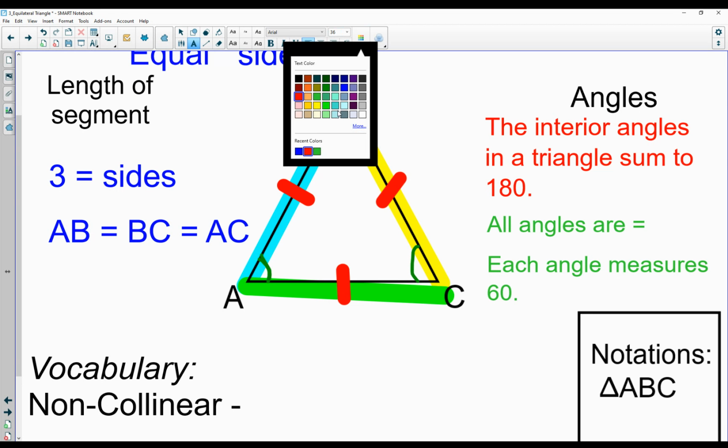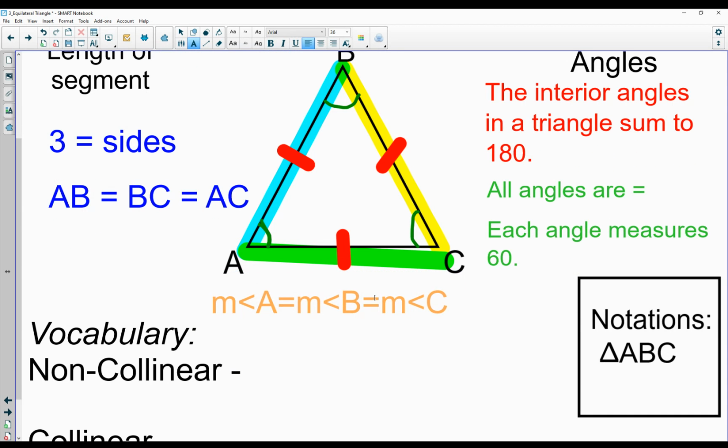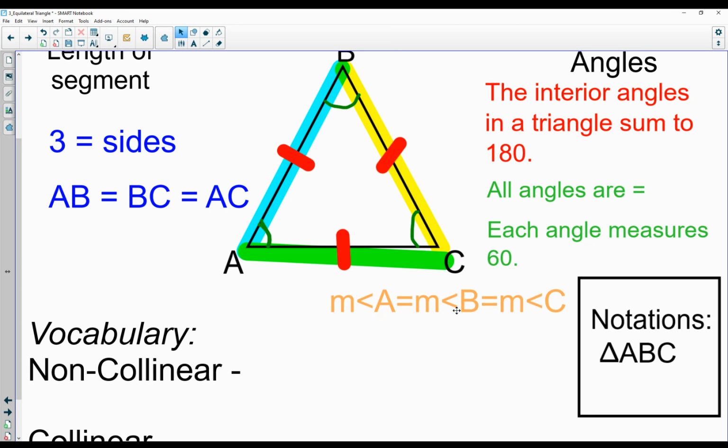So I'm going to put a little statement down here. I know that the measure of angle A, which is 60 degrees, equals the measure of angle B, which is also 60, which equals the measure of angle C, which again is 60. So there's another statement that goes along with angles. And that really sums up the equilateral triangle and its properties.